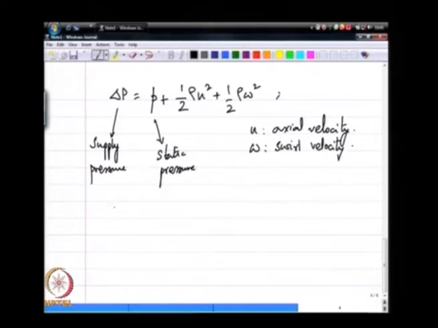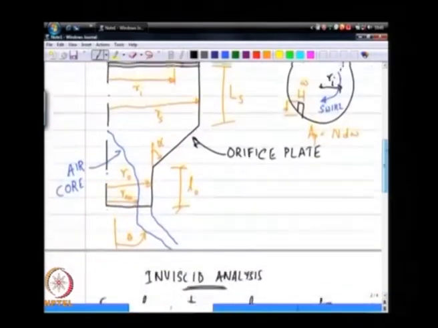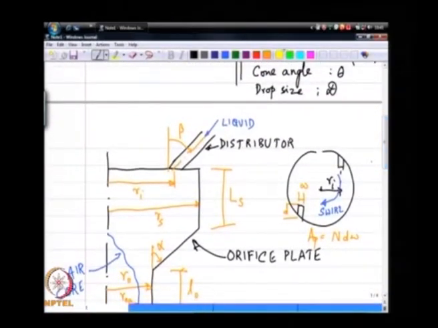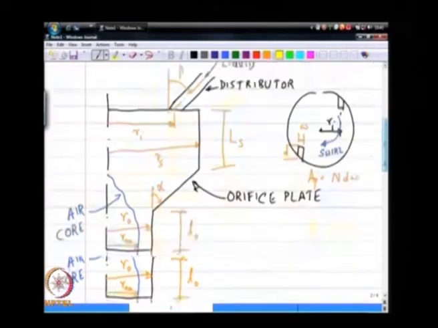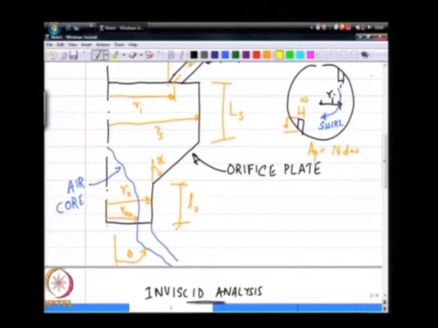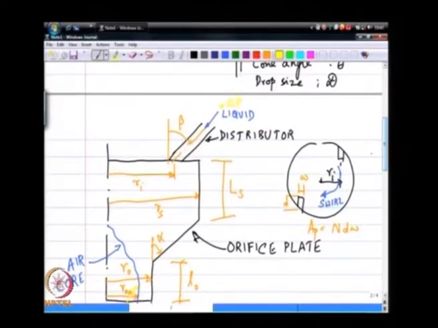I can apply Bernoulli's equation between 2 points. If I take a point way upstream here where the pressure is delta P, and if I apply it to a point on the air core here. So, I am applying Bernoulli's equation between this point way upstream of the atomizer where the fluid kinetic energy is very small and basically U and W are 0, and a point just in the liquid, but on the air core periphery.